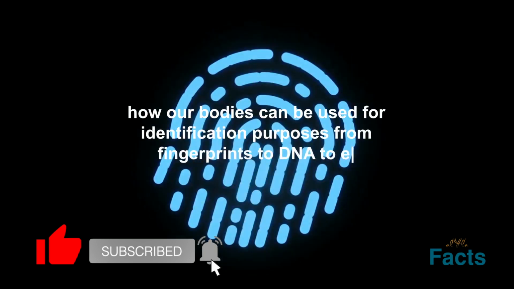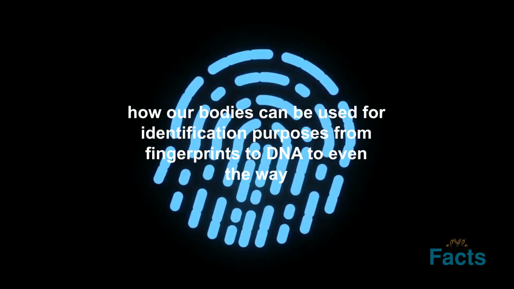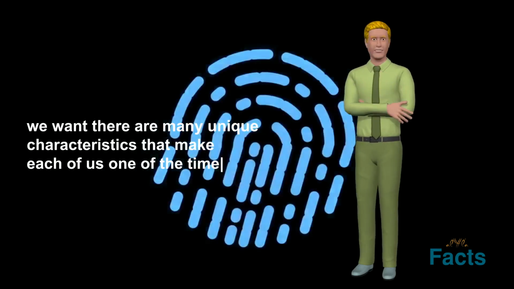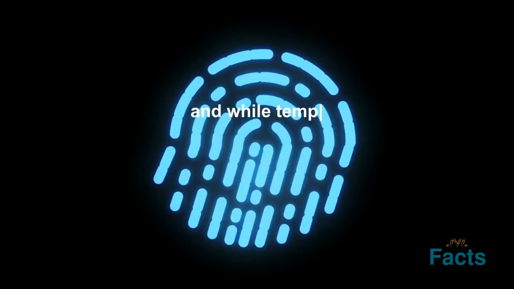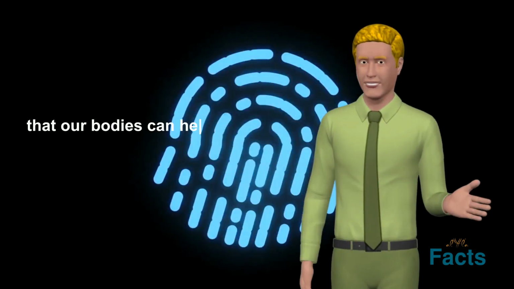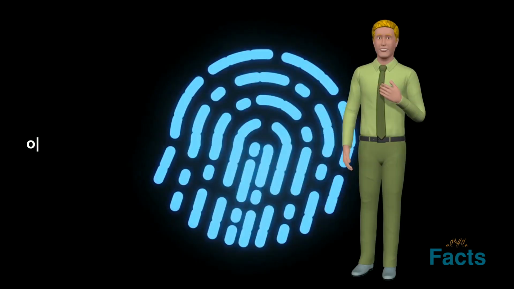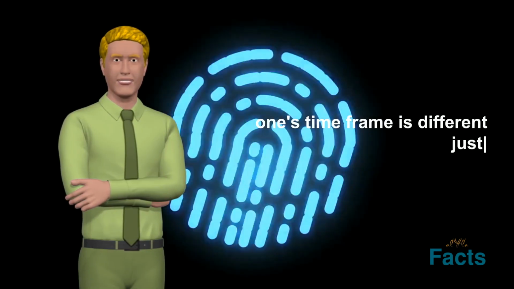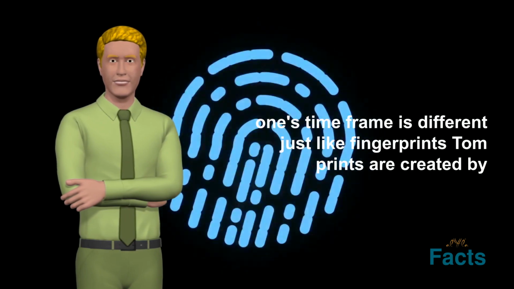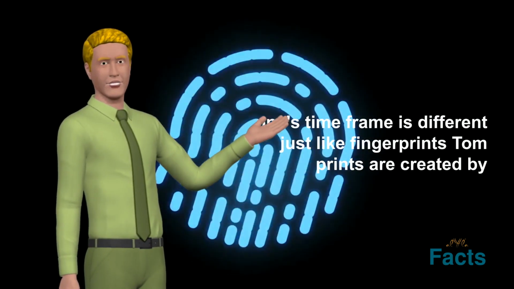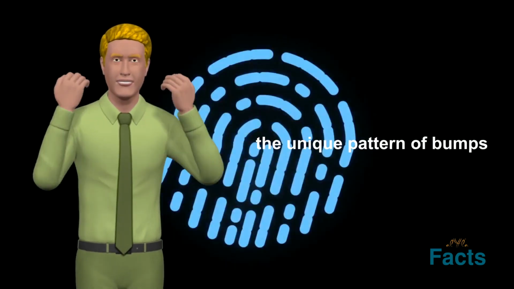In conclusion, everyone's tongue print is different, just like fingerprints. Tongue prints are created by the unique pattern of bumps and ridges on the surface of the tongue, which are formed by the papillae. Tongue prints can be used for identification purposes, as they are much harder to fake than fingerprints and can be useful in situations where fingerprints are damaged or obscured. While tongue prints may not be as widely used as fingerprints for identification, they're just one more way that our bodies can help distinguish us from one another.